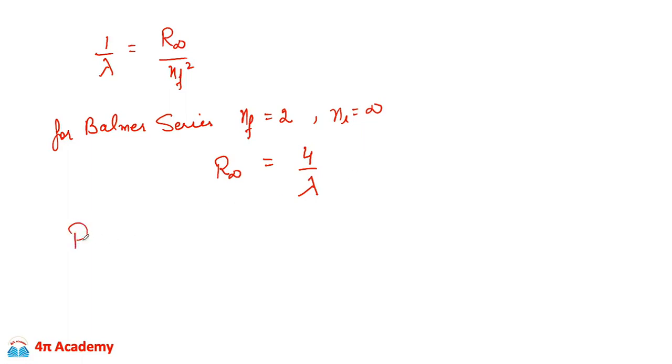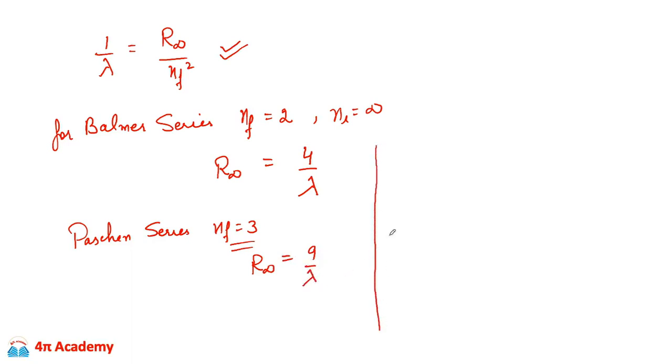Similarly for the Paschen series, where nf is 3, from this equation you can calculate the Rydberg constant, and it comes of the order of 9 over lambda. And similarly for the Brackett series, where nf is equal to 4, the Rydberg constant value is 16 over lambda.